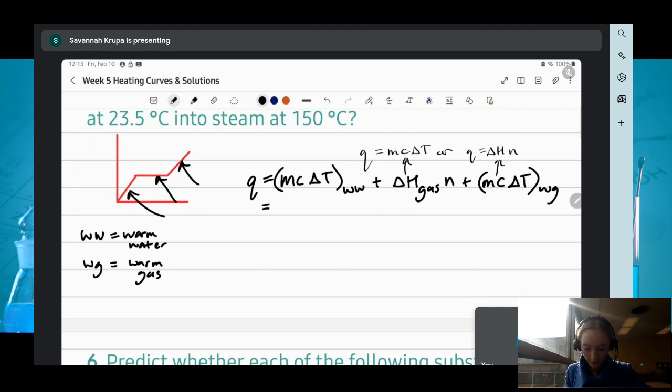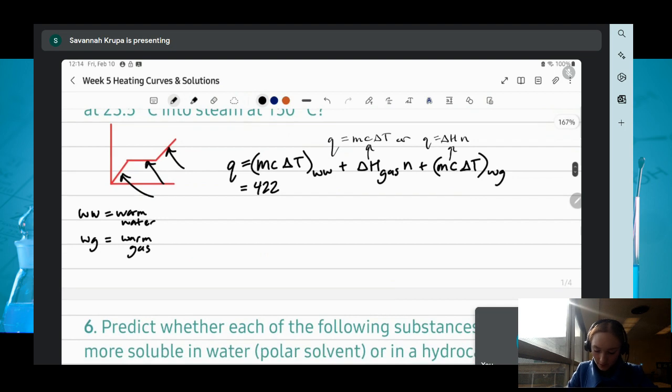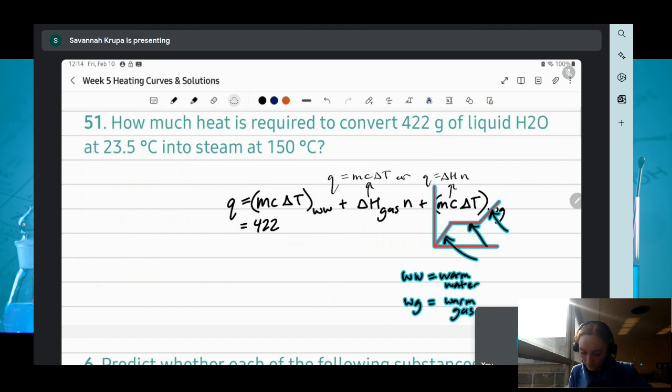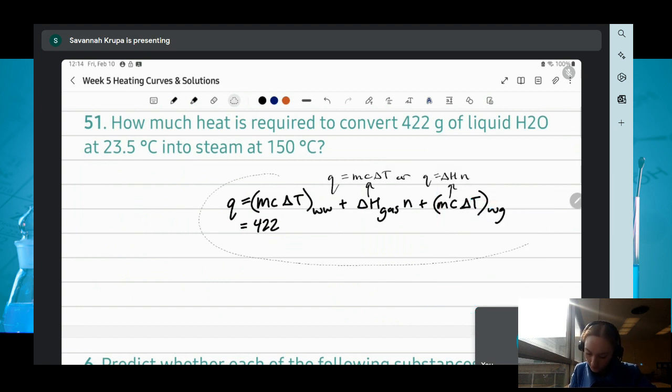So let's first work on the first term here. It is MCAT, and whenever you're finding the C value, you have to find it for the water value. And same with over here, the C value for WG. This needs to be for the gas value. So just keep that in mind, that specific heats will be different for a different phase. So the mass is going to be 422, what it gives in the problem. Actually, I'm going to move things off to the side really quickly. Let's cut that so we have more space.